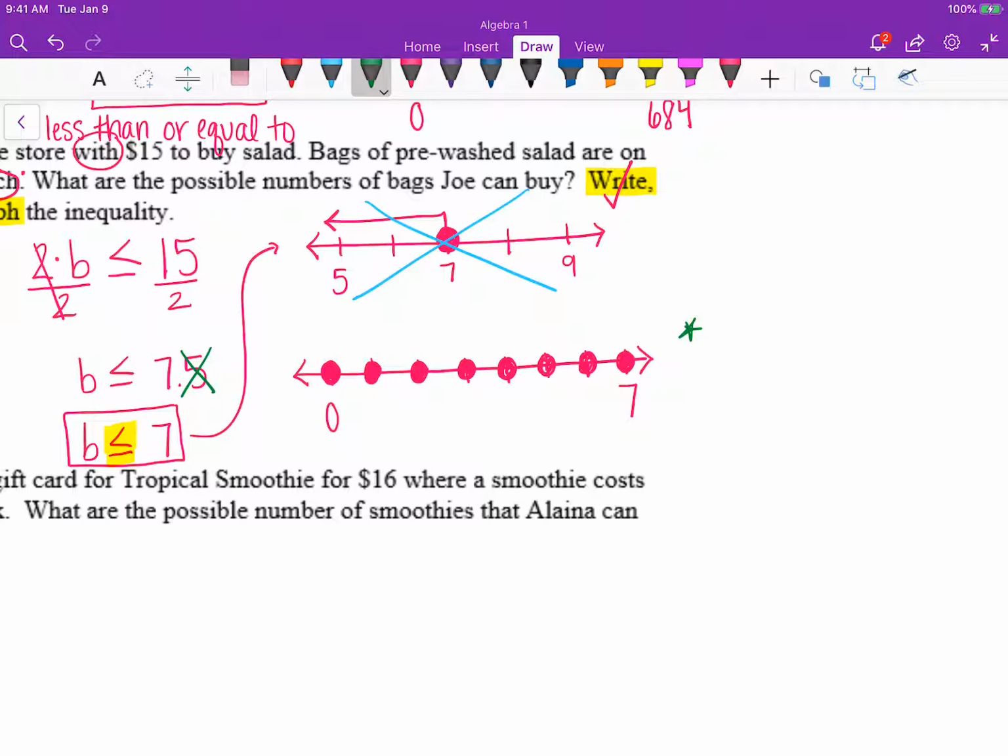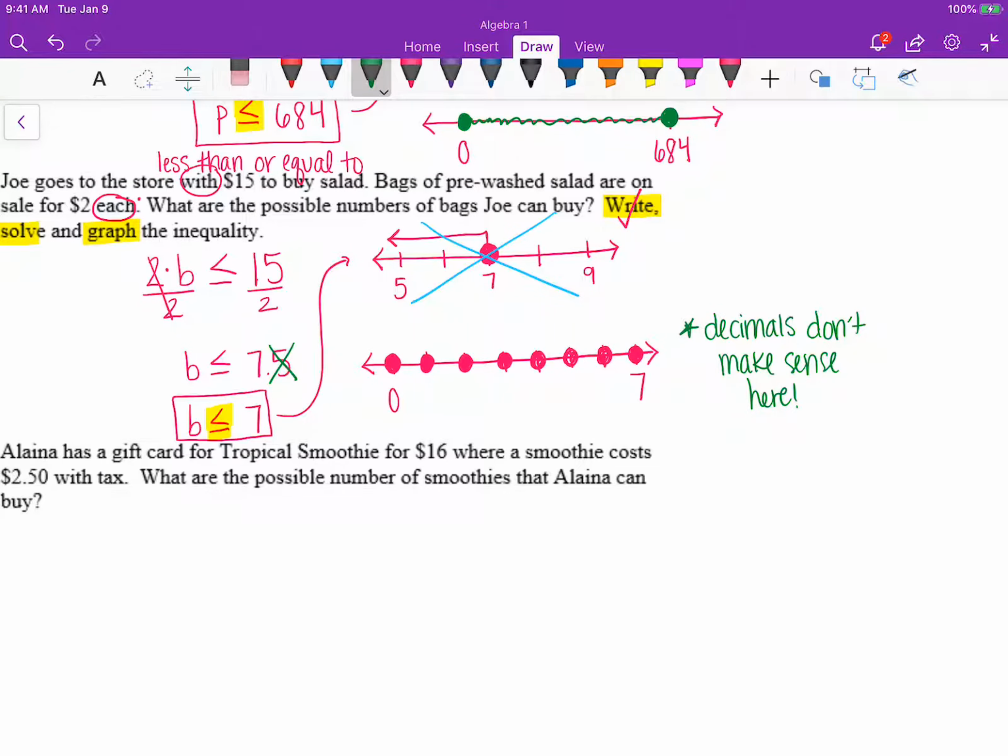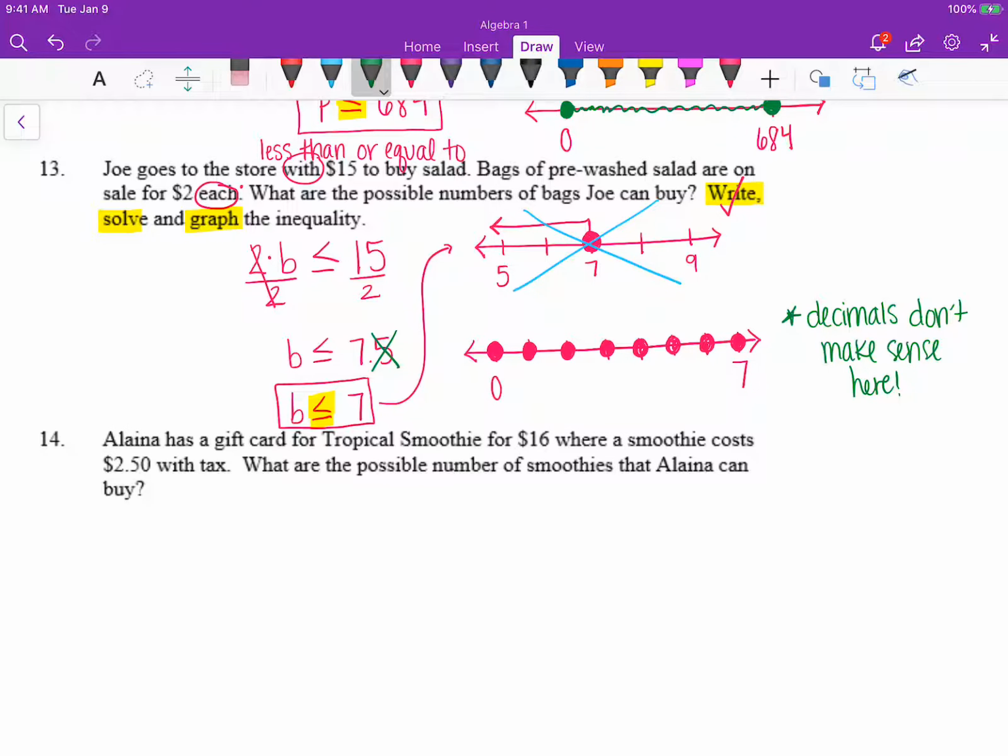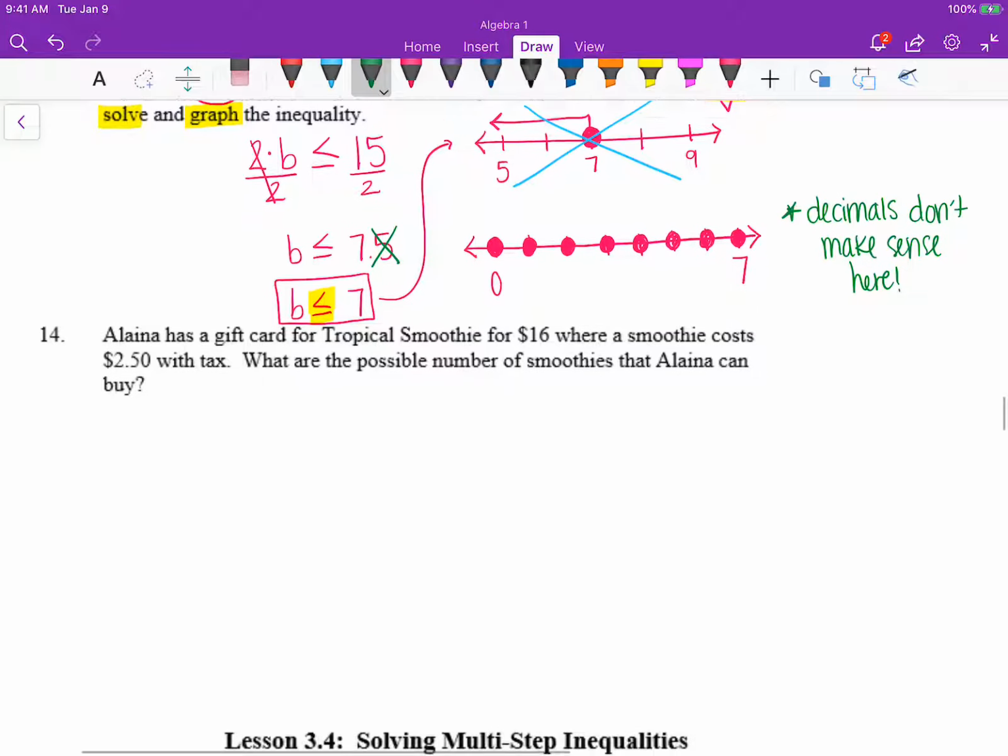So I want you to write, decimals don't make sense here. And that's why we made our graph look that way. Because in a couple weeks when you come back to look at that problem, you're going to be like, what in the world? Why did we just do a bunch of dots for that one? And then for all the others, we did shading to the left or to the right. Okay, one more to go, guys.